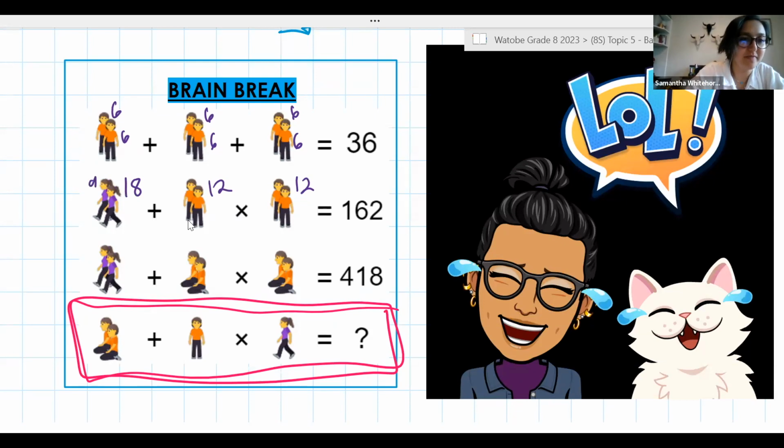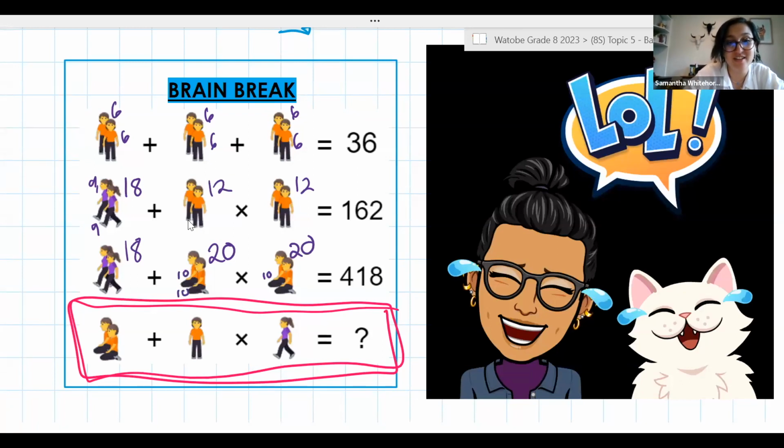Okay, cool. Then for the third equation, we know the girls are 18. So 418 minus 18 is 400. So there are 4 kneeling men. So 400 divided by 4. No, I think I'm doing this wrong. Sorry. We learned in school that 20 squared is 400. Okay, so each kneeling man is equivalent to 10.